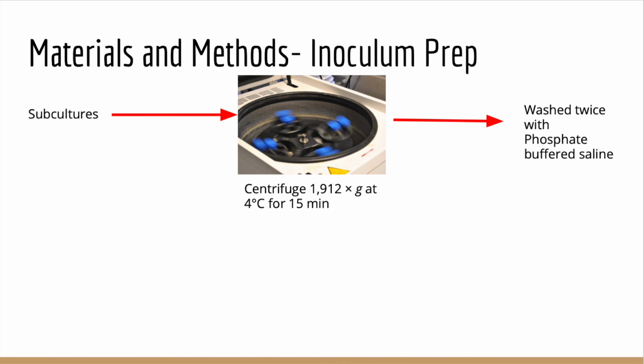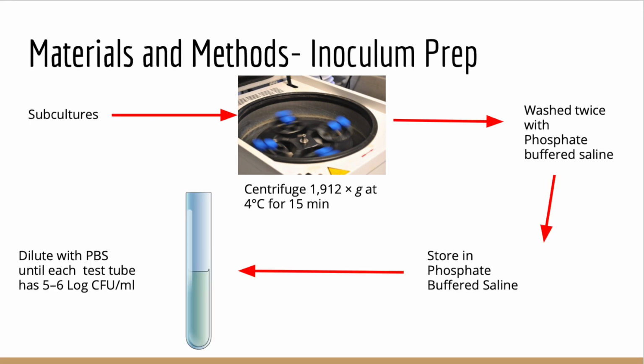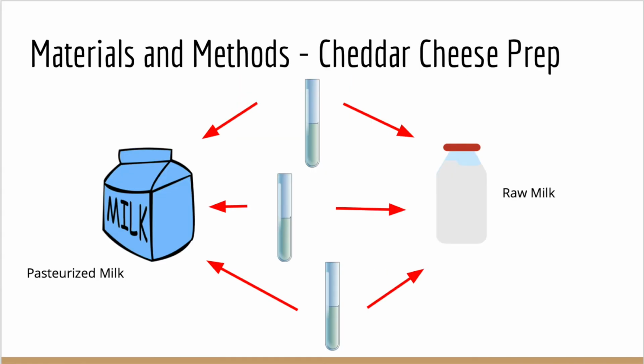Then the subcultures were taken and centrifuged at 1912 times g at 4 degrees Celsius for 15 minutes. Then they were washed twice with phosphate buffered saline. Because of the centrifugation, they turned into pellets at this point, and they were stored in phosphate buffered saline again, and then diluted with more saline until each test tube had about 5 to 6 log CFU per milliliter of the Listeria.